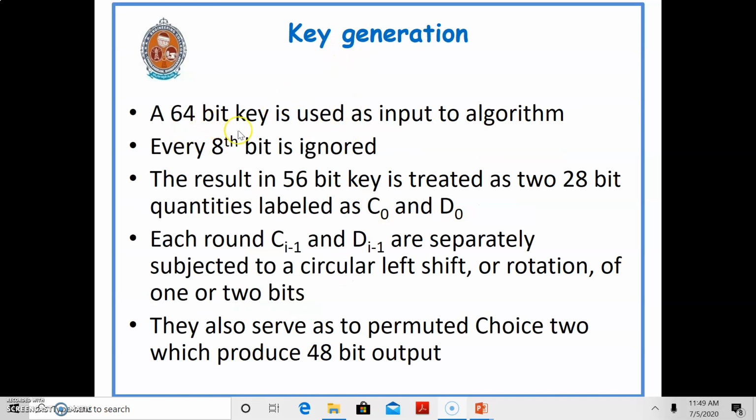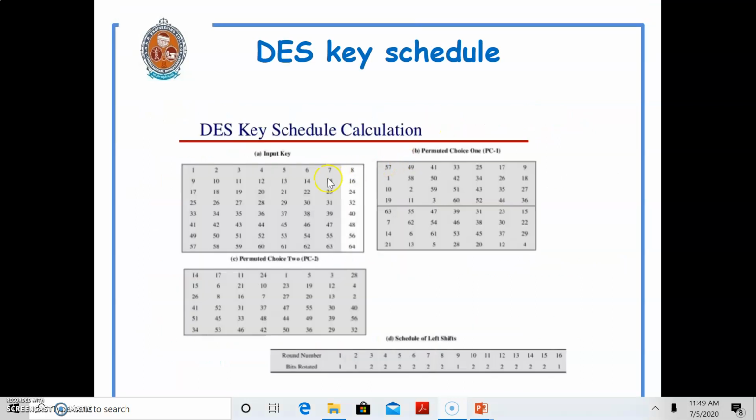Key generation. A 64-bit key is used as input to the algorithm. Every 8th bit is ignored. Then these 56 bits are divided into two 28-bit halves. After that, they undergo circular shift operations. The left shift schedule is given here, and finally we get a 48-bit key.